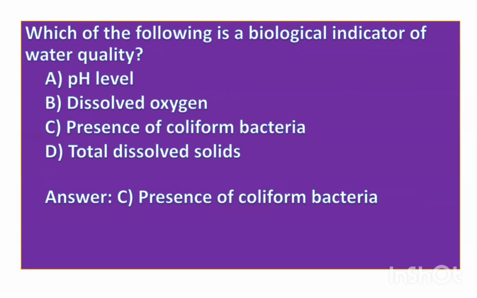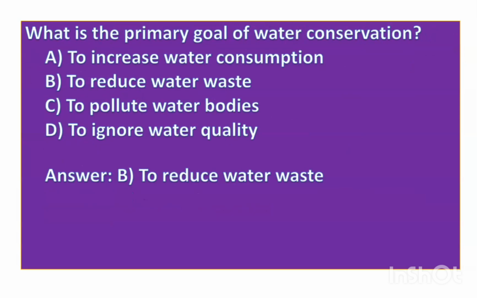Which of the following is a biological indicator of water quality? Options: pH level, dissolved oxygen, presence of coliform bacteria, total dissolved solids. Answer: presence of coliform bacteria. What is the primary goal of water conservation? To increase water consumption, to reduce water waste, to pollute water bodies, to ignore water quality. Answer: to reduce water waste.